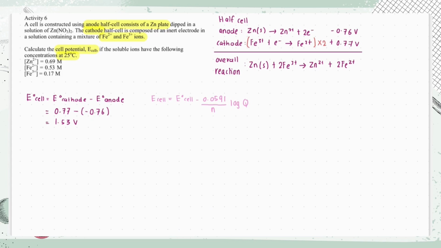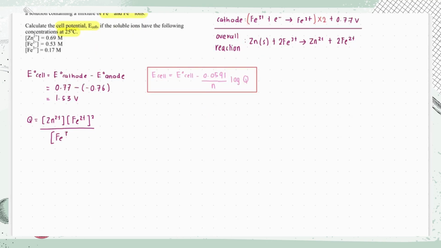Since we are working with non-standard conditions, we will use the Nernst equation to calculate the actual cell potential. In the equation, Q is the reaction quotient, while n is the number of electrons transferred, which is 2. Finally, we substitute the values into the Nernst equation. After calculating step by step, we find the cell potential is approximately 1.51 volt.